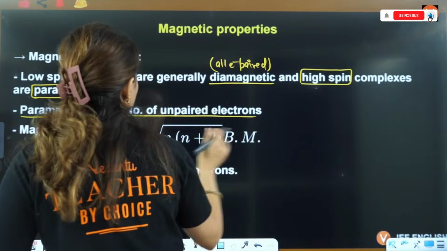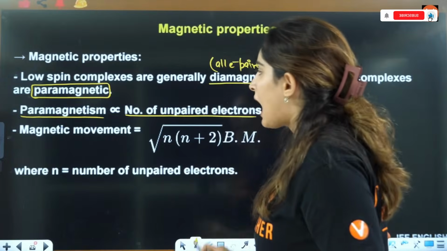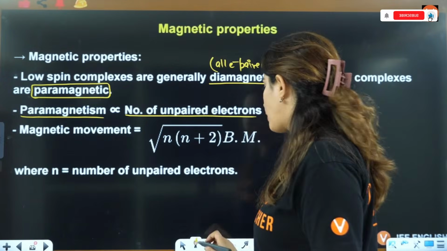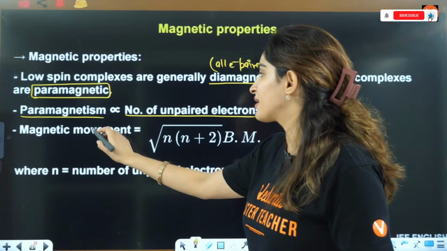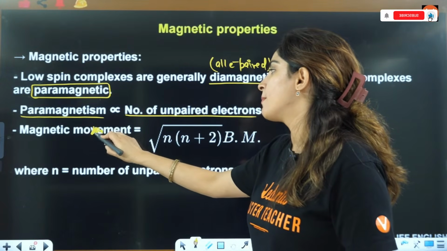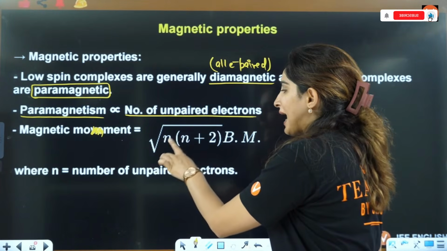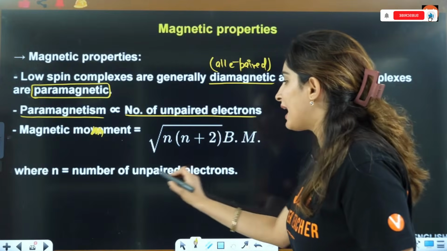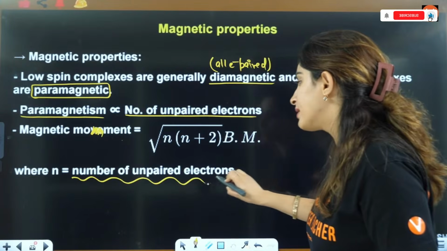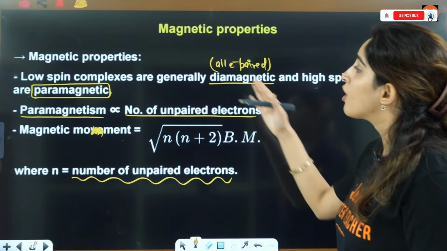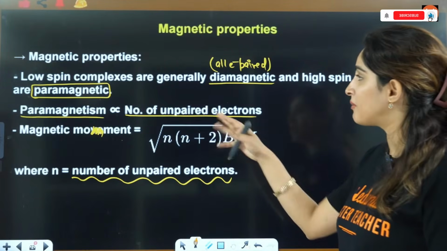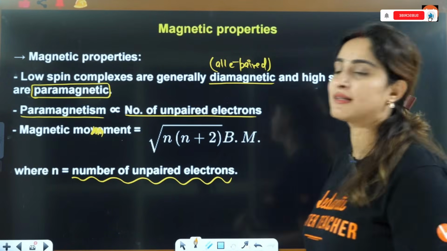Firstly, let's go to the questions. Now, magnetic moment, not movement, it's magnetic moment. Magnetic moment is under root n into n plus 2, where n is the number of unpaired electrons. Now, ma'am, so many things you have not taught us. What is low spin? What is high spin, ma'am? That exceptional chart, let's see that.